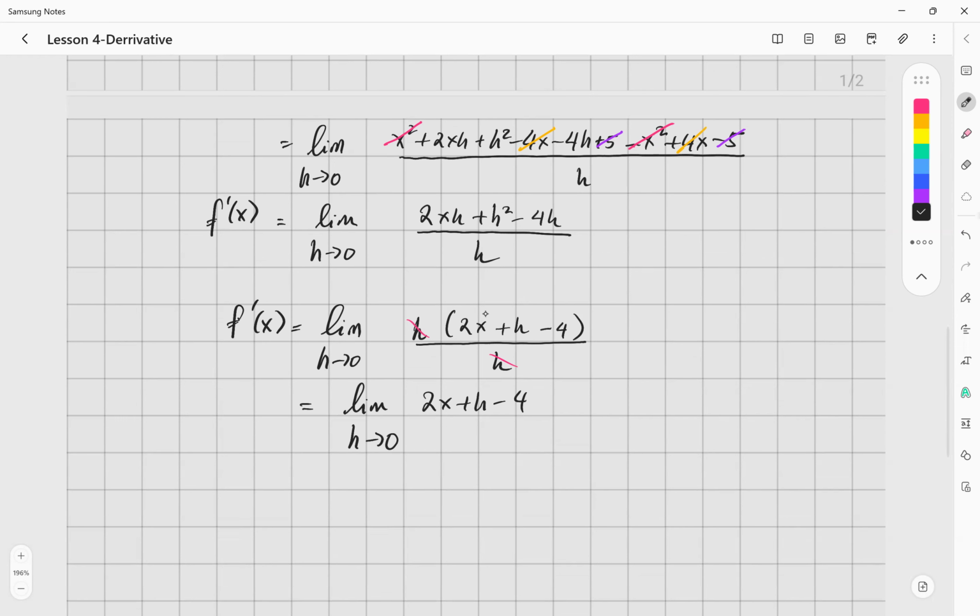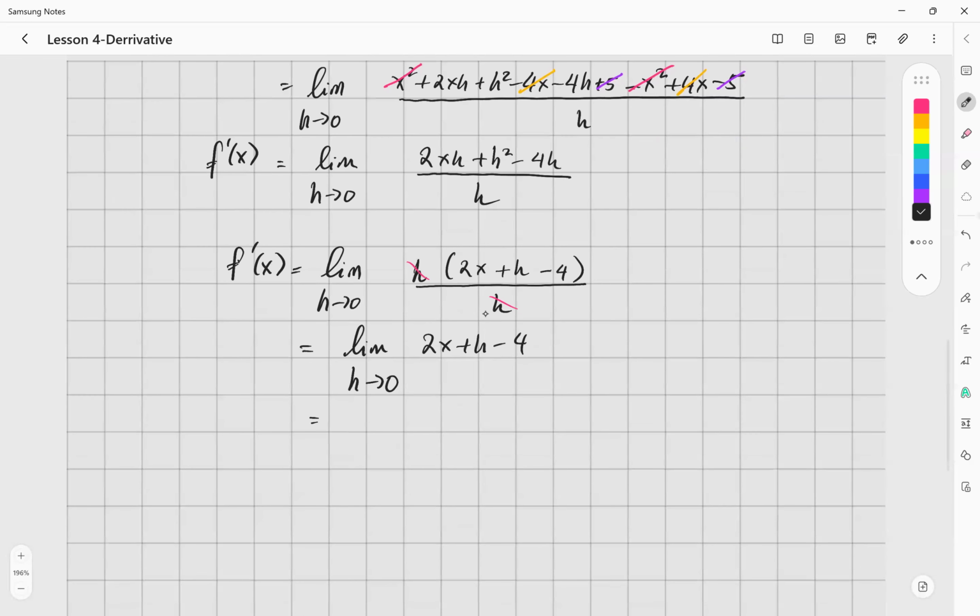There is no more h in the denominator, but you have the limit as h approaches 0. So when you substitute 0, this becomes 2x plus 0 minus 4. So your f prime of x is simply 2x minus 4. Do you understand? And this is your answer. This is just the slope.